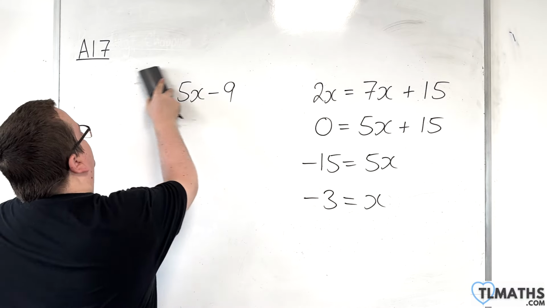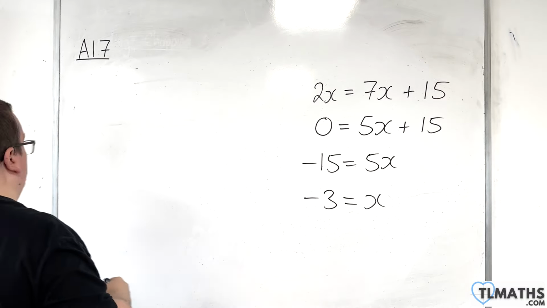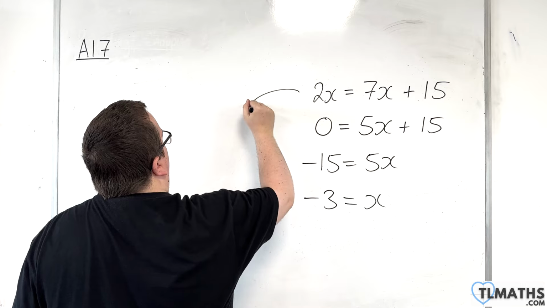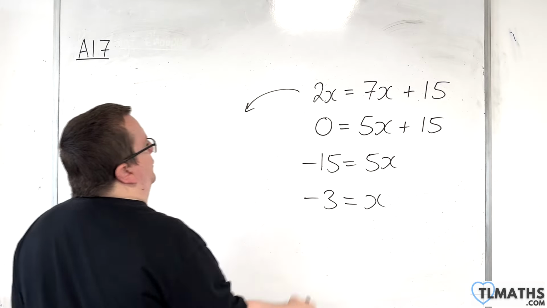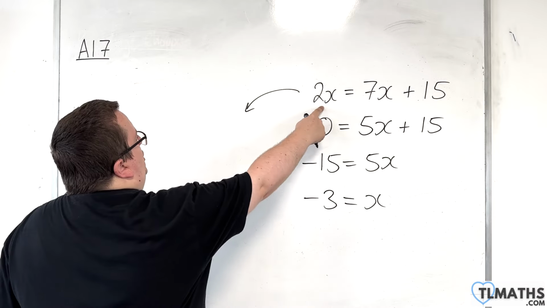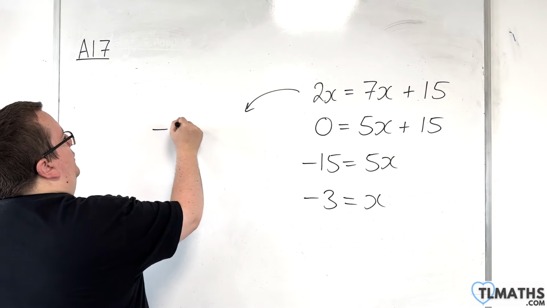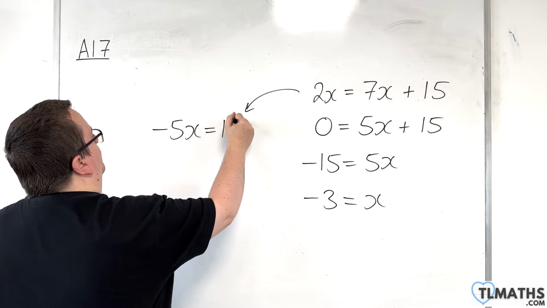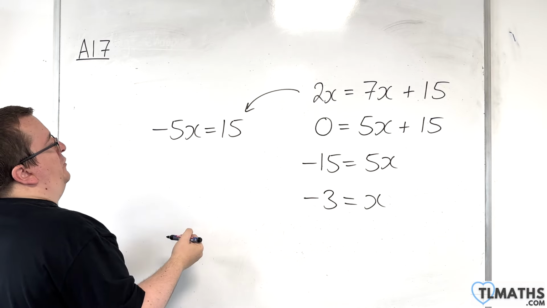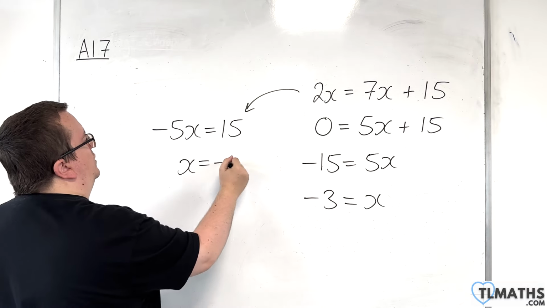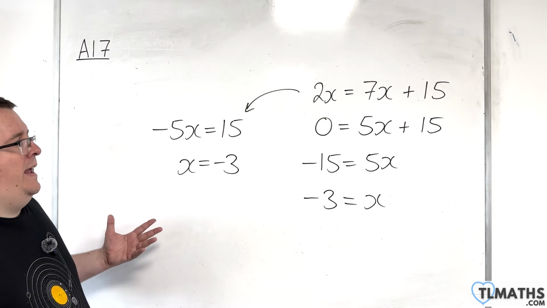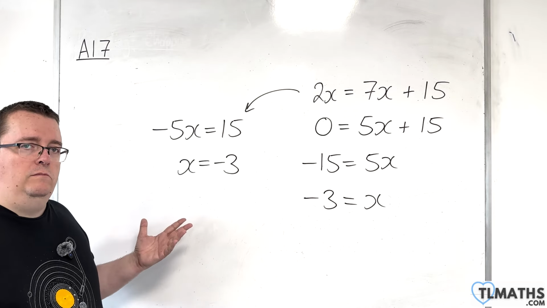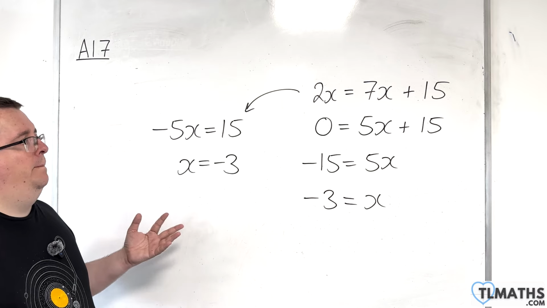But why not just do this? And instead, as a first step, subtract the 7x from both sides. So you get 2x take away 7x is minus 5x is equal to 15, and then divide both sides by minus 5. So x is equal to minus 3. Okay? That is just a little bit quicker. Okay? Why not do that?